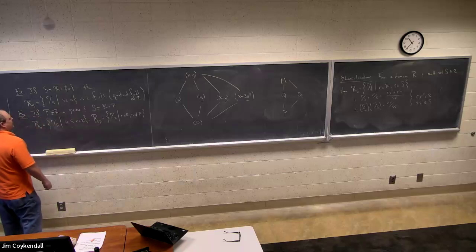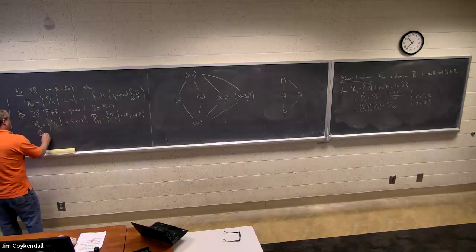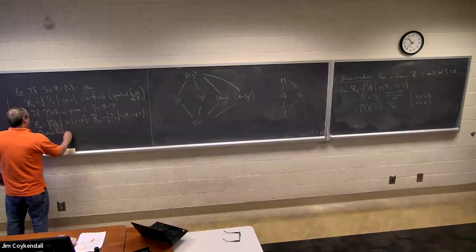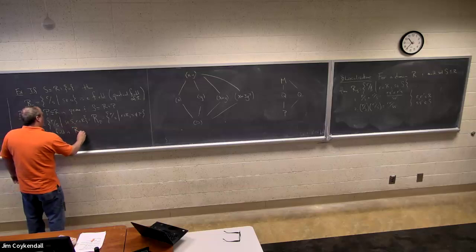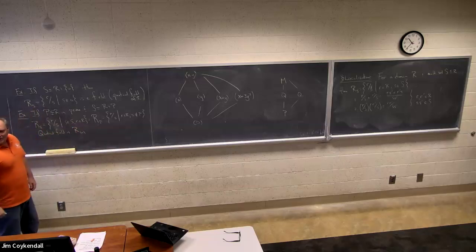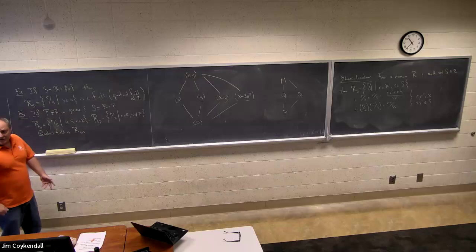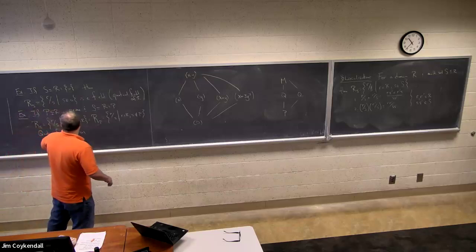Notice that the quotient field is R localized at 0, right? Because this is certainly an ideal and the denominators are everything that are not 0, right?